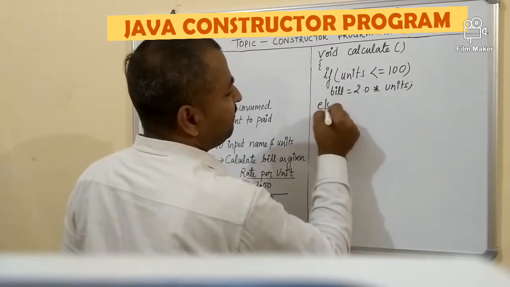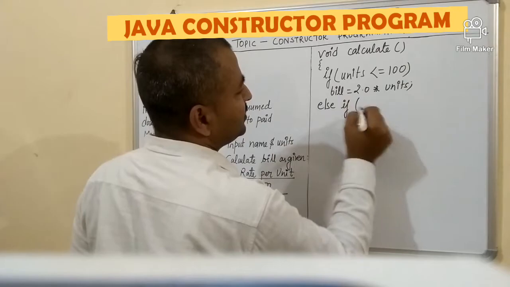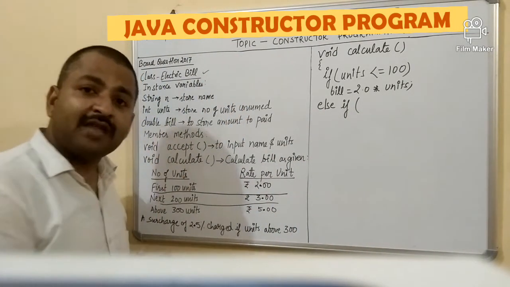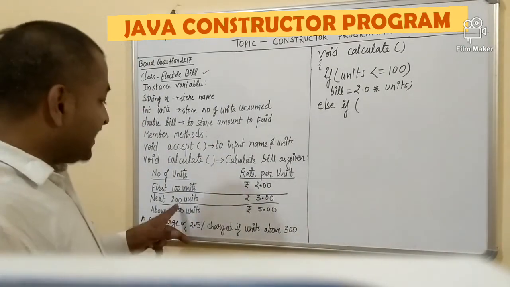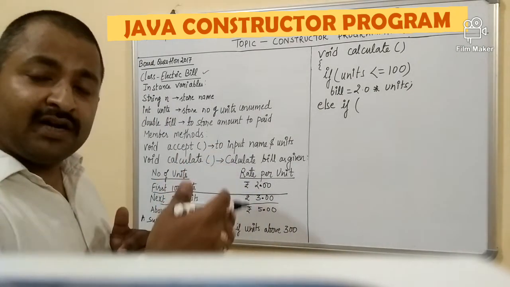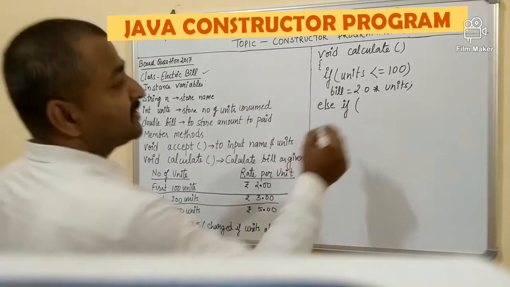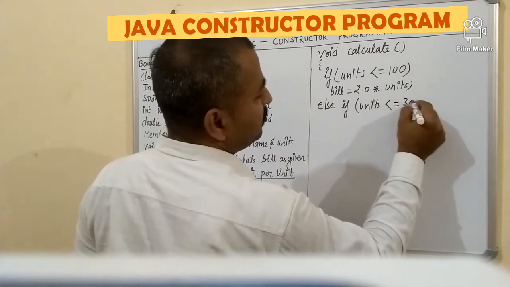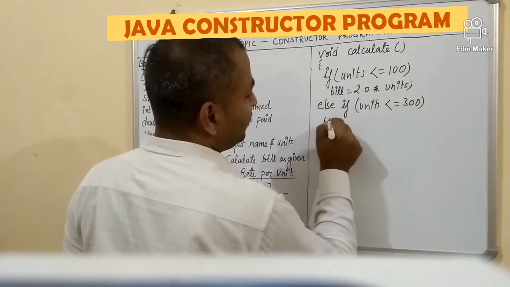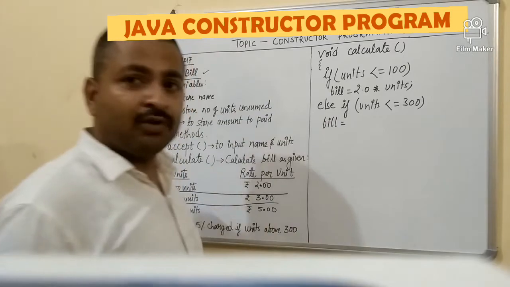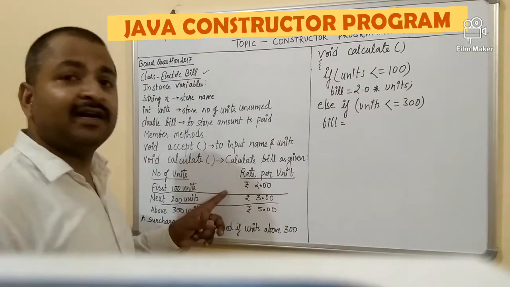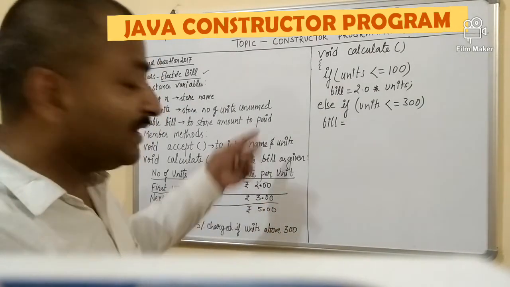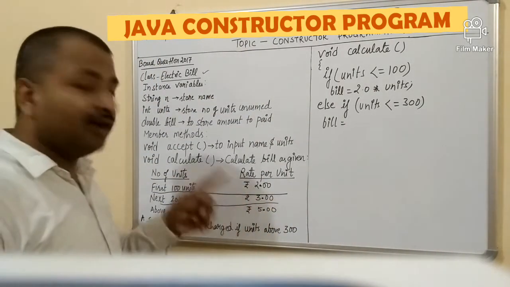Then the next else if ladder, next condition is, because it is written next 200 and these types of slabs, next 200 means first 100 plus 200 gives you 300. So the next condition will be units less than or equal to 300. But here you have to calculate the first 100 units at the rate of rupees 2, and the next 200 at the rate of rupees 3.